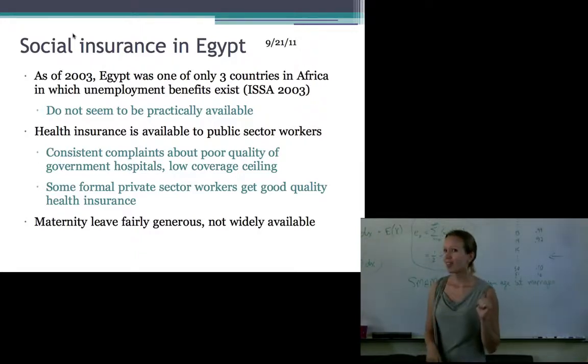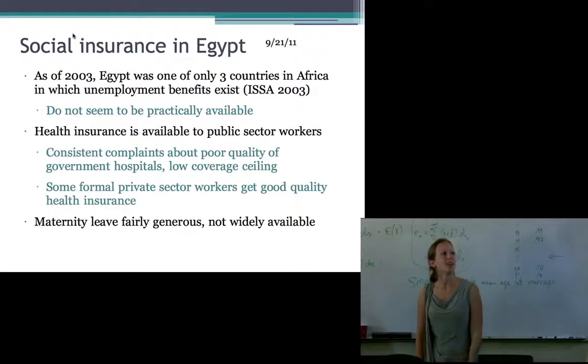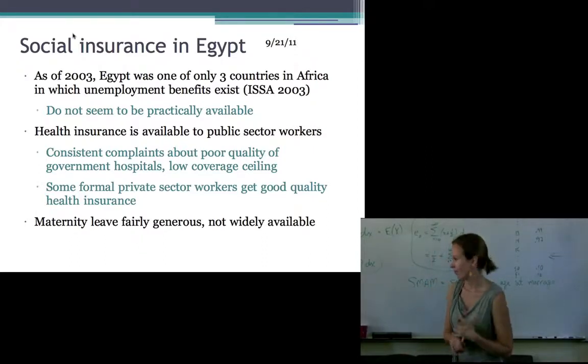The requirements for getting unemployment benefits, this is probably why, are extremely complicated. You have to, in addition to having contributed before you became unemployed, go register with the Ministry of Manpower office and do certain other things. Basically, they seem to practically not exist. And interestingly enough, most people thought they were a bad idea.